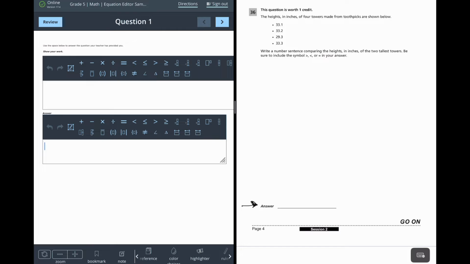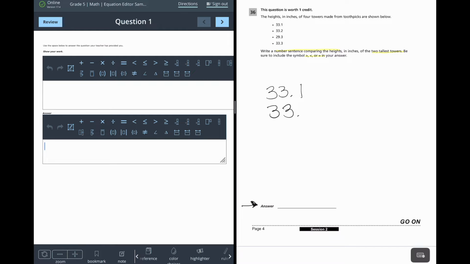The height in inches of 4 towers made from toothpicks are shown below. Write a number sentence comparing the heights of the 2 tallest towers, and be sure to use our symbols in the answer. Okay, so I like that we're going to start by just stacking these up, and then we're going to do some comparison.